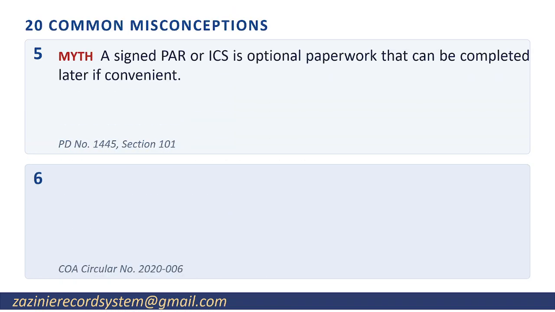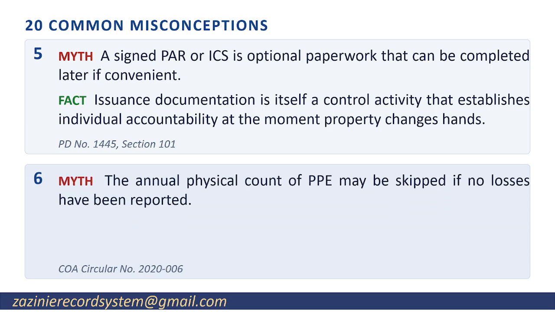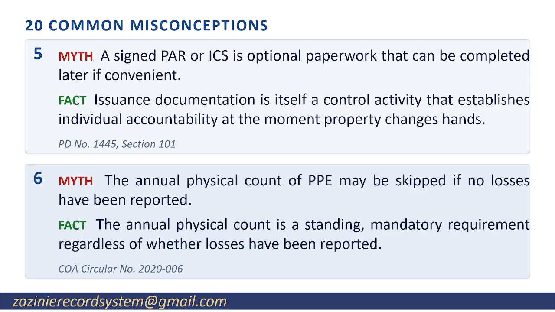20 common misconceptions. Number 5. Myth. A signed PAR or ICS is optional paperwork that can be completed later if convenient. Fact. Issuance documentation is itself a control activity that establishes individual accountability at the moment property changes hands. Number 6. Myth. The annual physical count of PPE may be skipped if no losses have been reported. Fact. The annual physical count is a standing, mandatory requirement regardless of whether losses have been reported. Next slide.